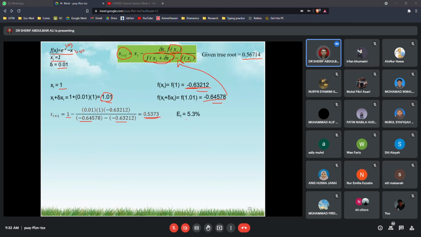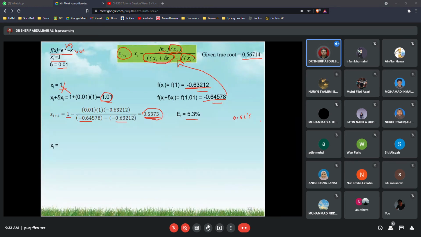So the error is 5.3%. So it's still early to reach 0.01 as an error. So we need to iterate one more time. But this time when you start, x will no longer equal 1, x will be equal to 0.537. So we start with the second iteration.